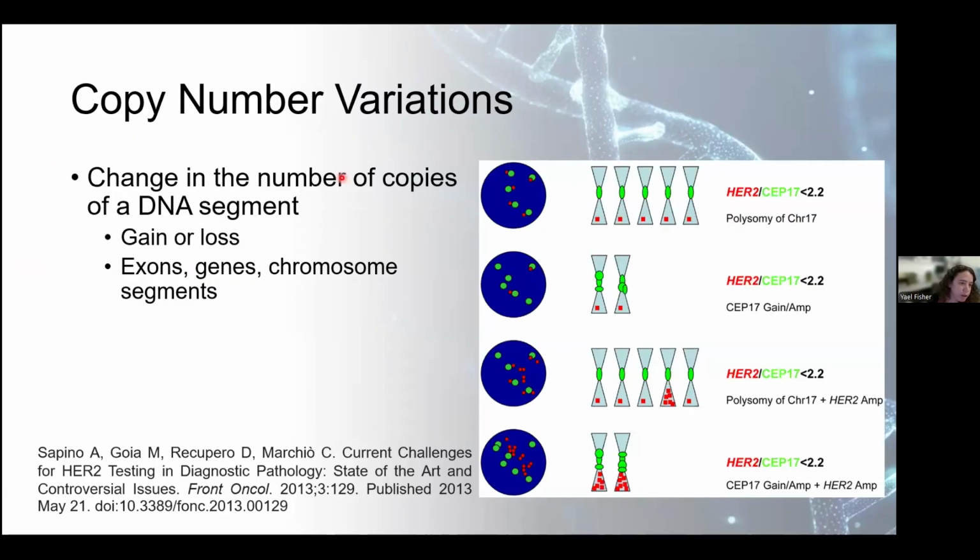The copy number variation that we as pathologists know best is HER2, which is usually amplification, but it might not be only amplification of the gene. It might be just polysomy of the whole chromosome, or it might be both polysomy and amplification of the gene on one of the copies, although we usually refer to this as amplification of the gene itself.